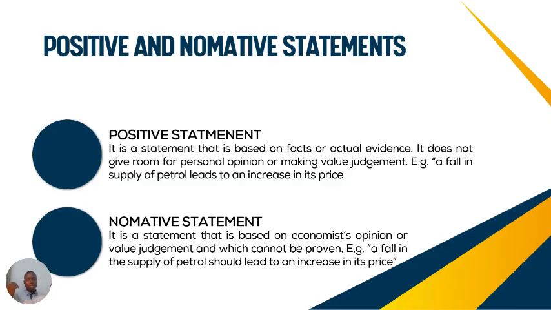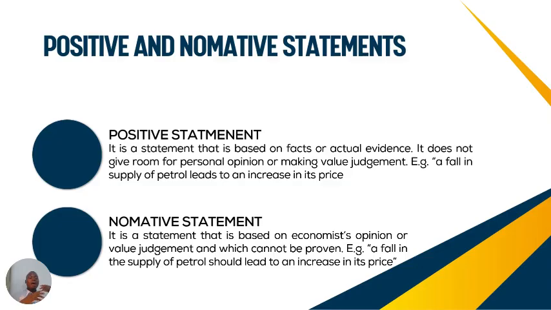making value judgments. For example, a fall in supply of petrol leads to an increase in price. So that is a fact. When there is a fall in supply of petrol, there will be an increase in its price. Why? A fall in supply means that there isn't a lot to go around. The petrol is not in large quantity. Therefore, there will be an increase in demand. So if there's an increase in demand, what will happen? The supplier would have to increase the prices of that good. You get the point. So that's what that means.